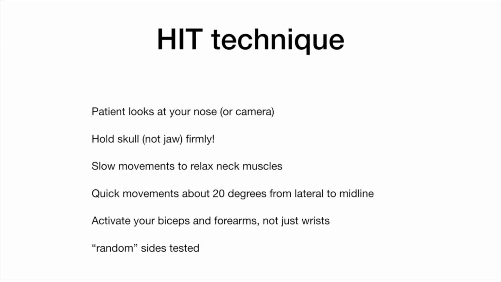Then start to perform the quick movements about 20 degrees from lateral to midline. Moving from lateral to midline is very unlikely to cause patient discomfort or injury. When you perform the head impulse test, activate your whole upper limb, not just your wrists. Get your biceps and pecs in there. You can move a patient's relaxed head from 20 degrees off center back to midline at high speed and you're not going to hurt them.